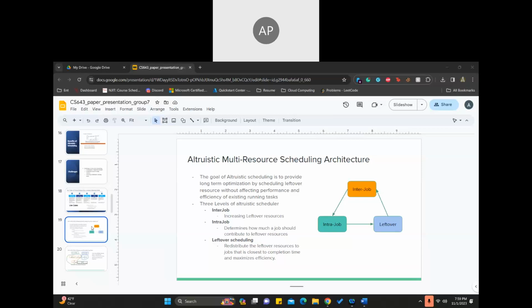Third is leftover scheduling, where it will redistribute the leftover resources to jobs that are closest to completion time, and it maximizes the efficiency.